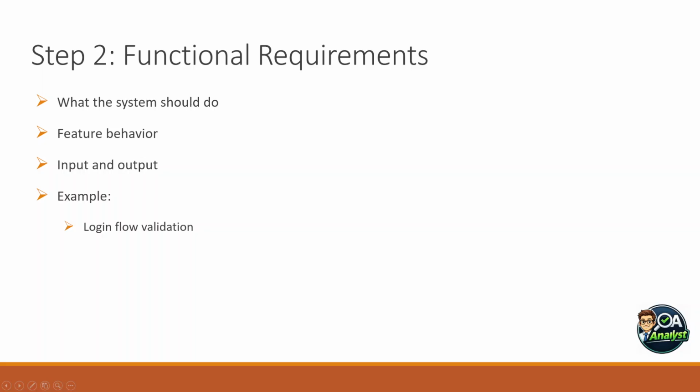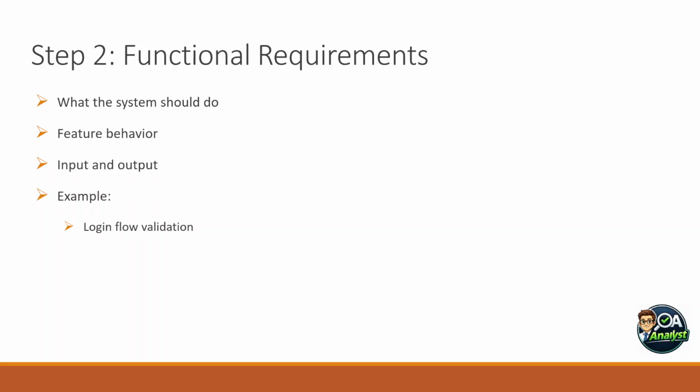The functional requirements describe what the system does. Okay, so the second step is identifying the functional requirements. Functional requirements basically describe what the system should do. Again, let us take a login functionality example. The functional flow is like: the user enters the username, then enters the password, then clicks on the login button, the system validates the credentials, and then the user is redirected to the dashboard.